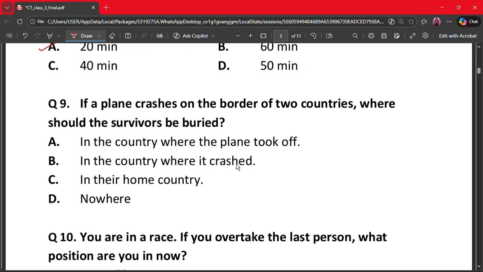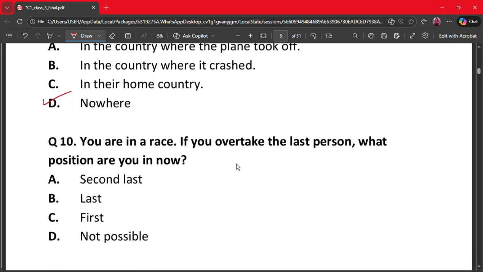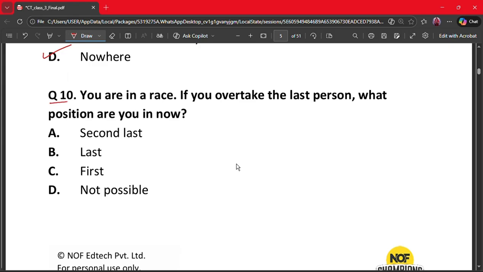Next question is question number 9. If a plane crashes on the border of two countries, where should the survivors be buried? A. In the country where the plane took off. B. In the country where it crashed. C. In their home country. And D. Nowhere. The correct answer is option D, because survivors are not buried.